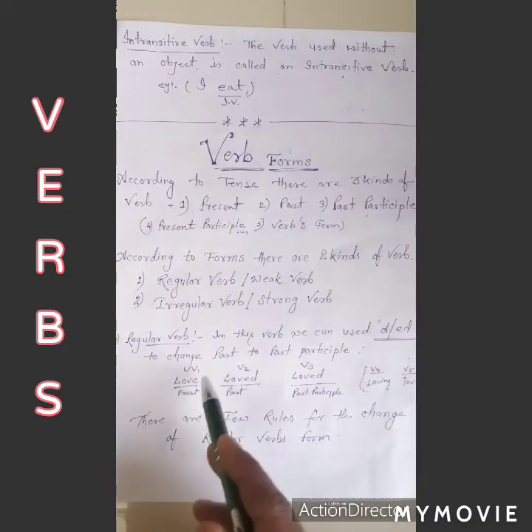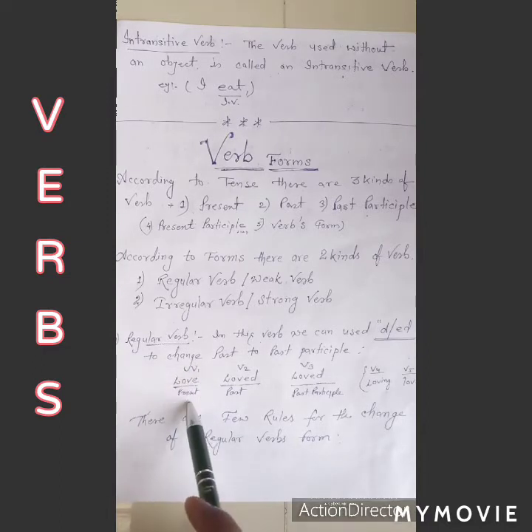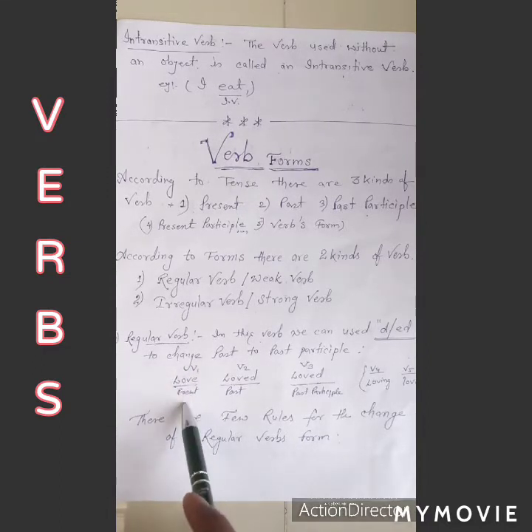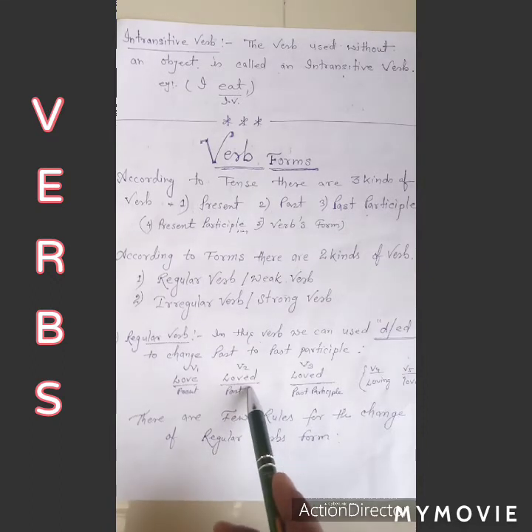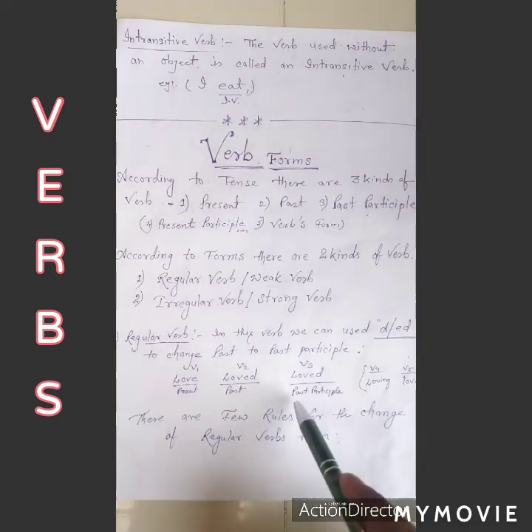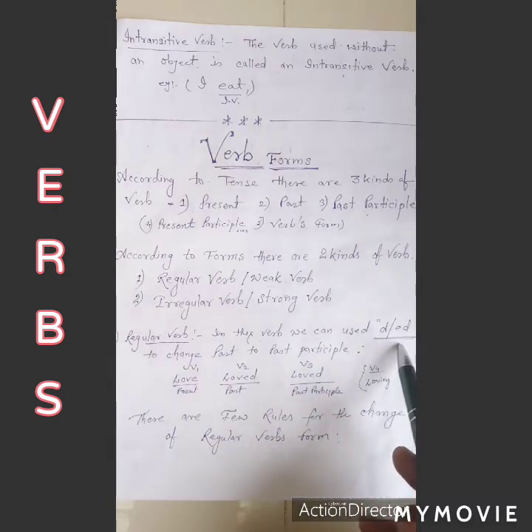Now let's see examples of regular verbs. If you write love, that is the verb's first form. If we change it to the second form, it becomes loved, just adding ed, and that is the past. The third form is loved, the past participle, also just adding ed. For the present participle we have to use ing: loving. And the fifth form is loves.